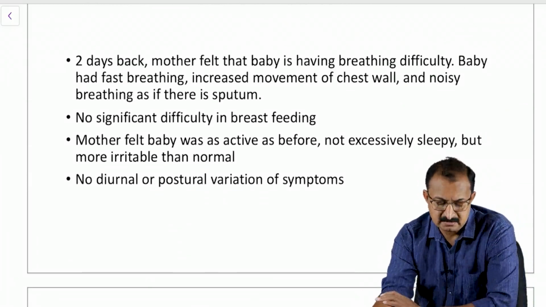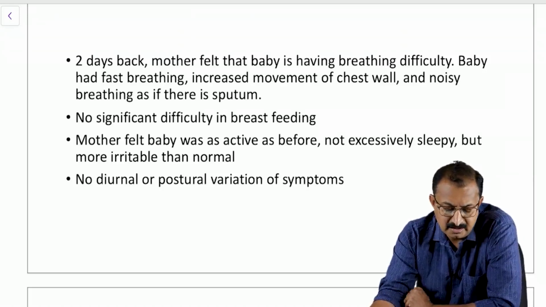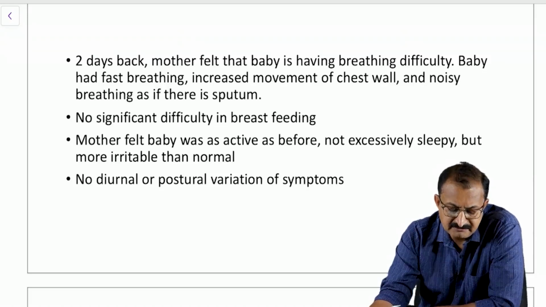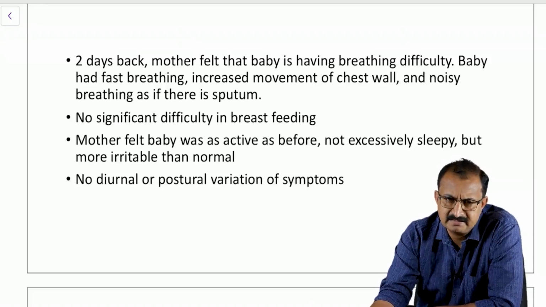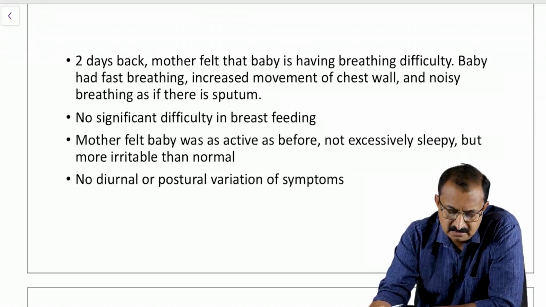And 2 days back, that is after 3 days of onset of symptoms, mother felt that baby is having breathing difficulty. Baby had fast breathing, increased movement of chest wall, and noisy breathing as if there is sputum. Usually mother will say whenever there is a noisy breathing, she will say there is sputum. So you should not equate it with the sputum always. You should try to differentiate by taking the history in detail.